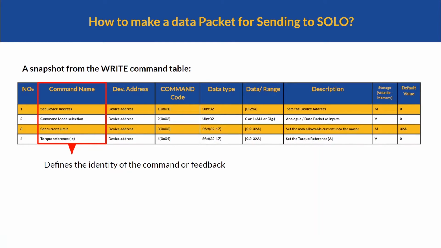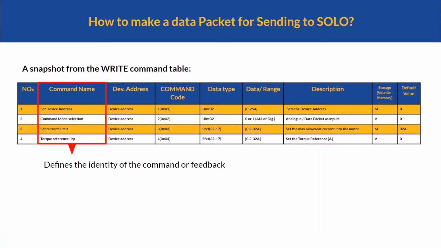You might ask, okay, how can I know the data type part? How can I know how to form a packet? And here I'm gonna show you a practical example of forming a data packet for a specific type of action that we're gonna do. But before that, I'd like to show you a snapshot from the write command table that you can find in the user manual. And I'm gonna explain to you the functionality of each of these sections.